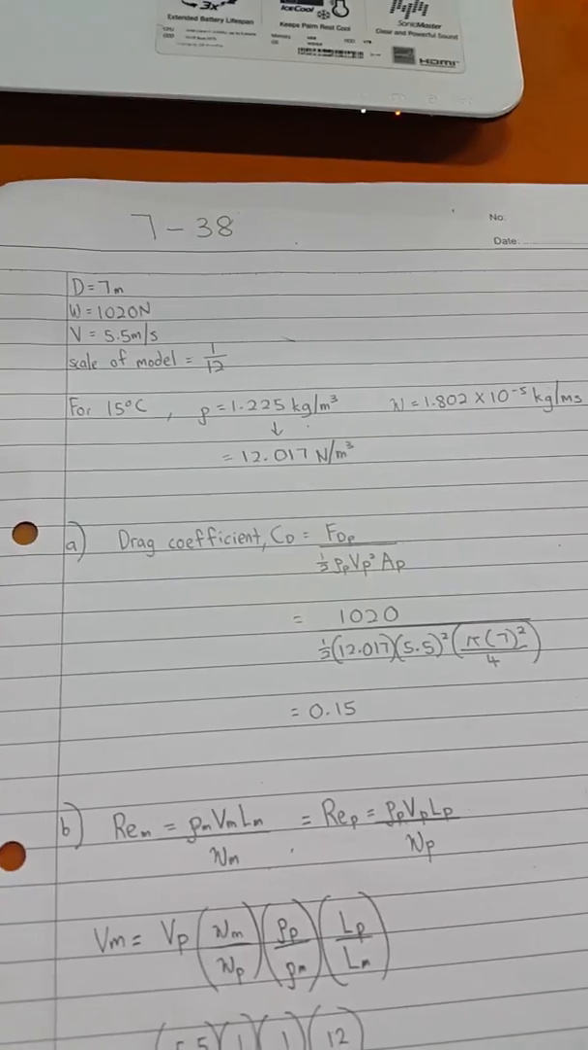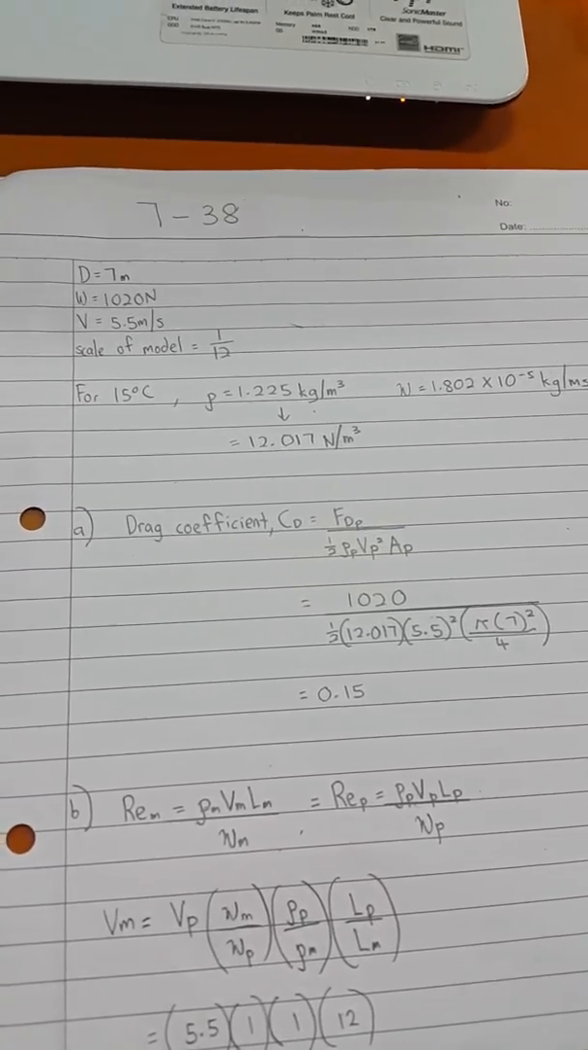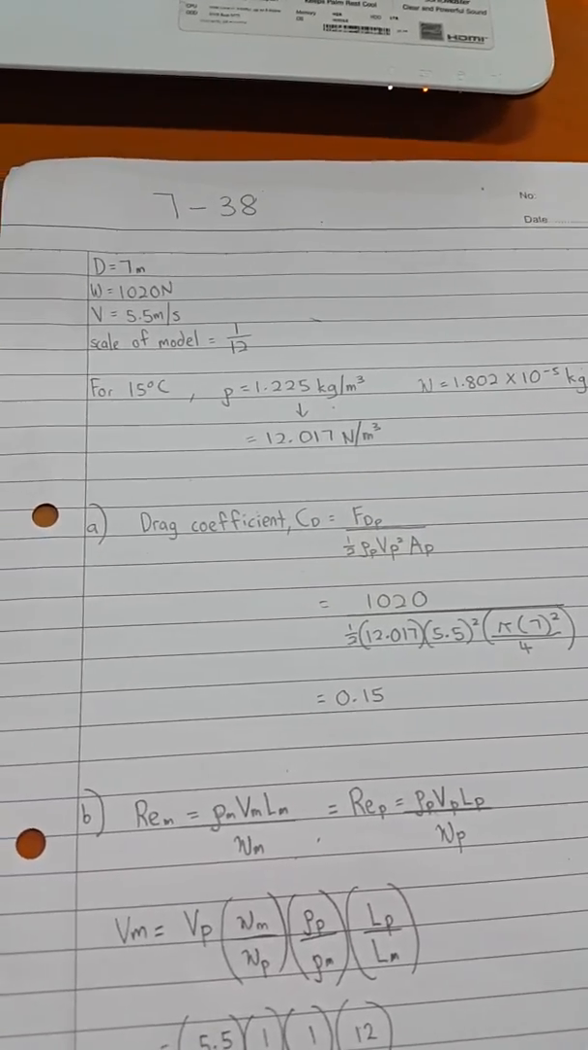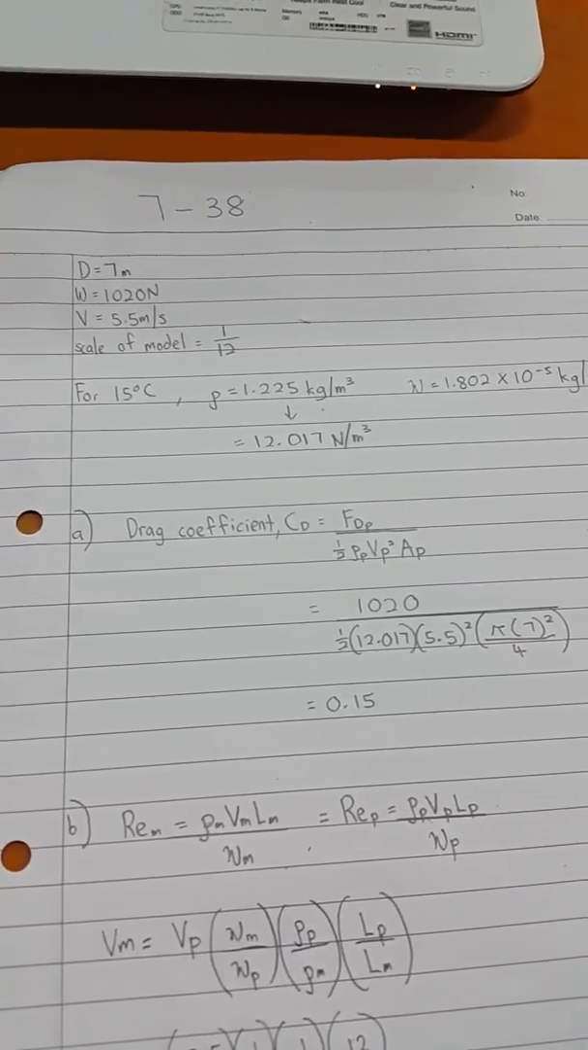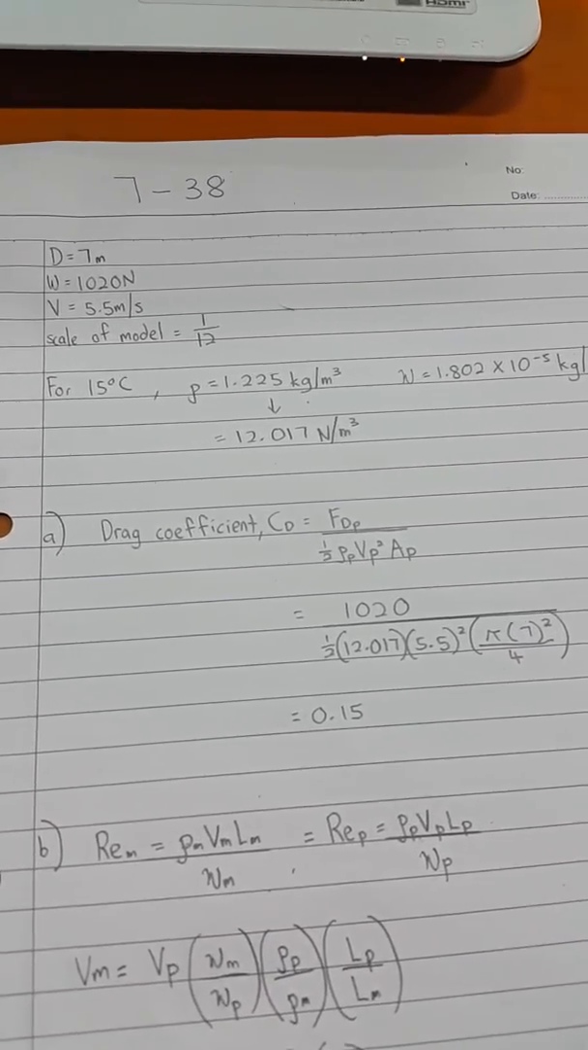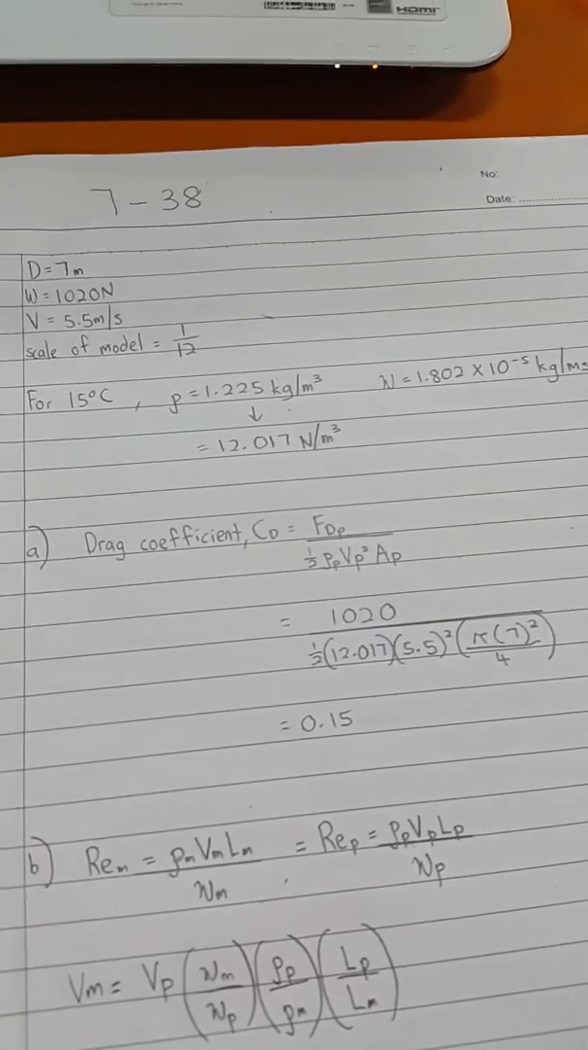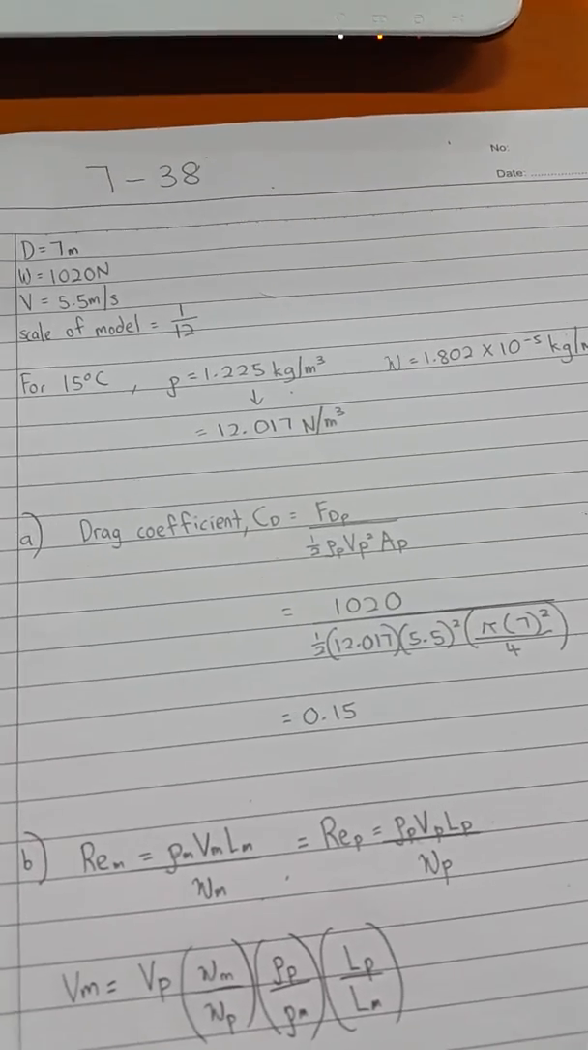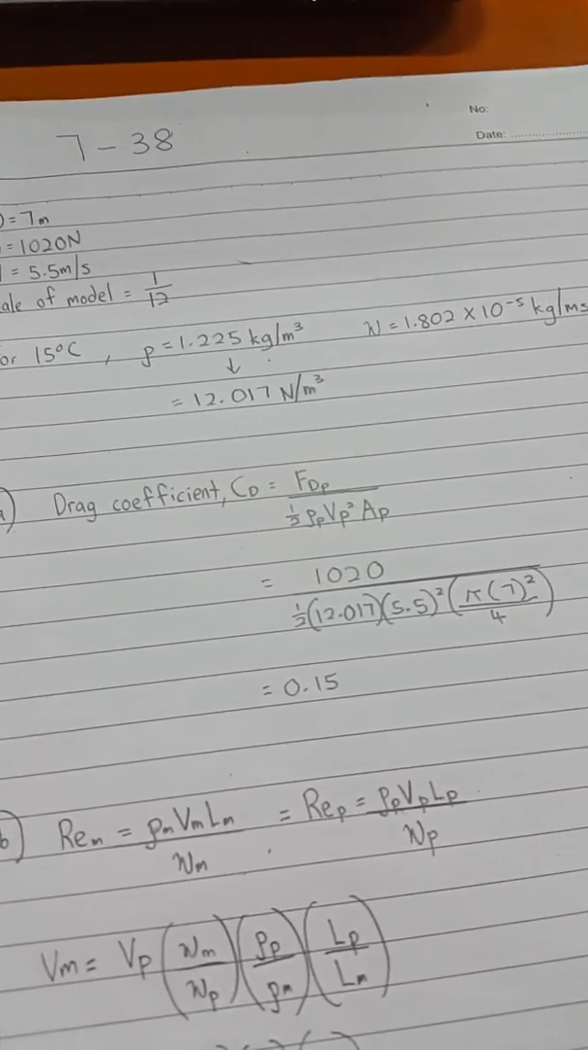Okay, so there are three parts to the solution: part A, part B, part C. For part A, the aerodynamic drag on the prototype parachute is equal to the total weight. So we can then easily calculate the drag coefficient CD as required by the question.